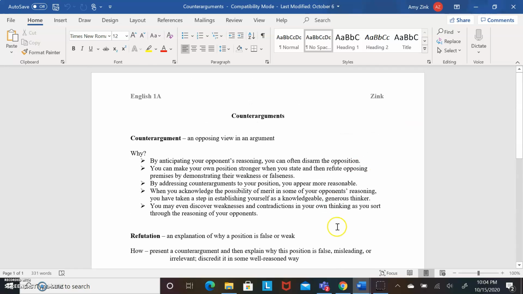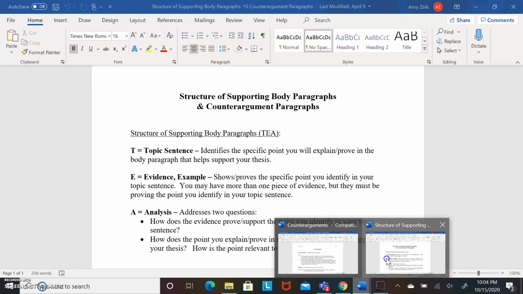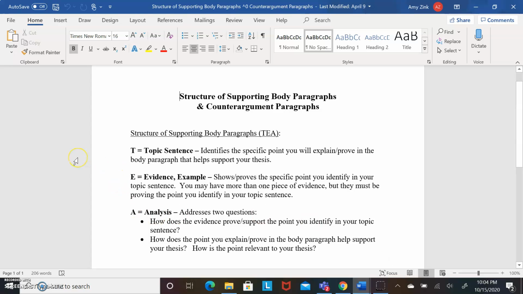Okay, so let me show you how to structure this in contrast to the supporting body paragraph. So we've covered structuring a supporting body paragraph. So we know from earlier in the semester, we want to have those T paragraphs. Those are the structure of a supporting body paragraph. So we start off with a topic sentence where we state the specific point we're going to prove and explain that supports our thesis. We give our evidence, and then we have our analysis where we address these questions to really explain how that evidence is proving our point and the relevance to our overall argument.